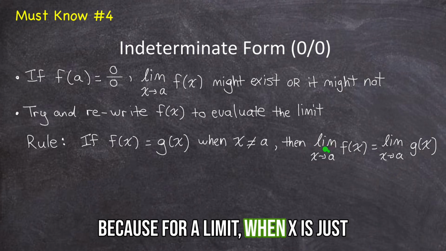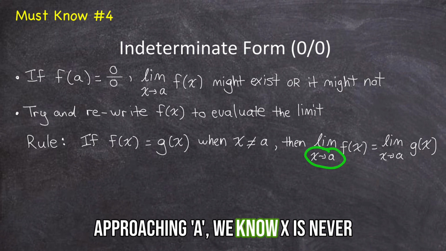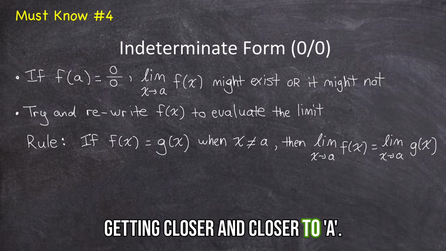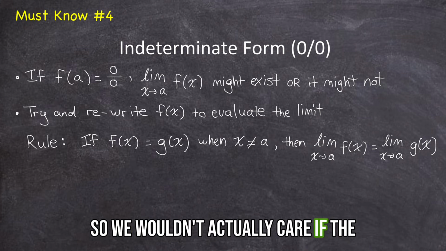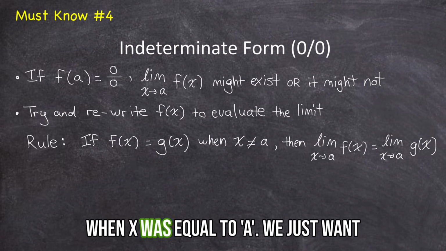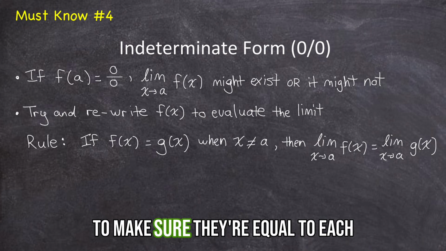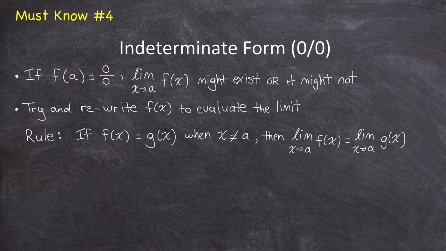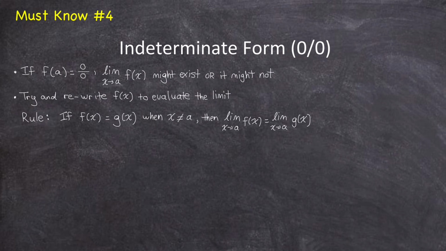Because for a limit, when x is just approaching a, we know x is never actually going to equal a, it's just getting closer and closer to a. So we wouldn't actually care if the functions were equal to each other when x was equal to a, we just want to make sure they're equal to each other at all other x values. Now, let me make a little bit of room and then introduce you to 3 strategies that make use of this rule: factoring, multiplying by a conjugate, and applying a trig identity.